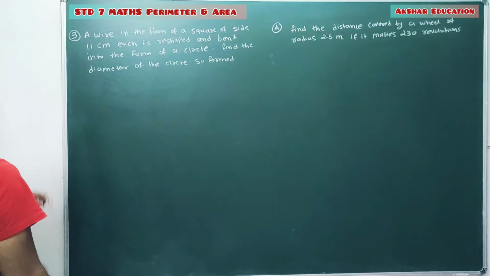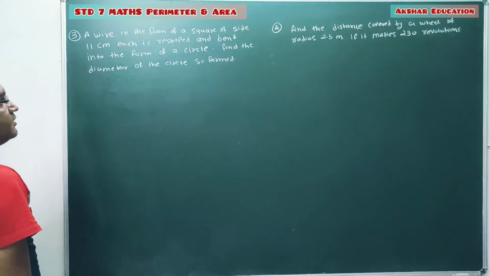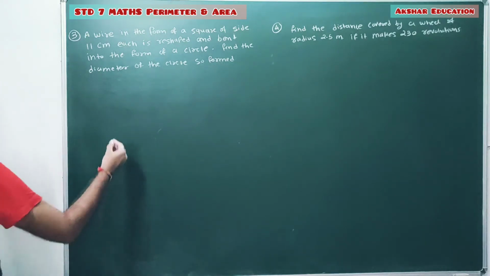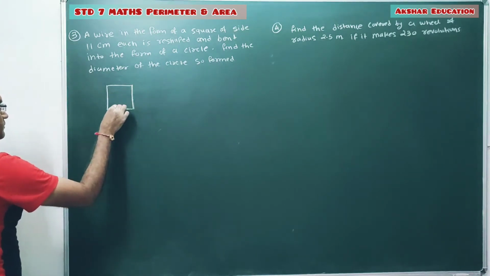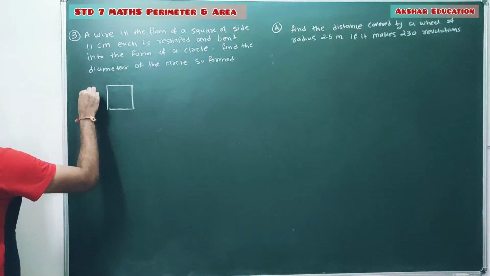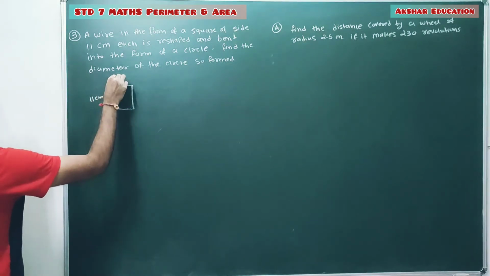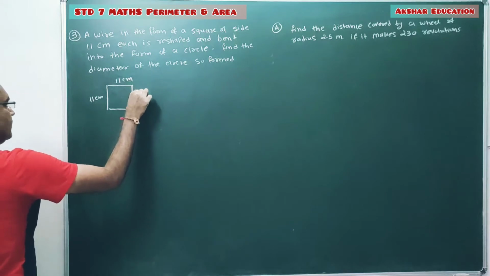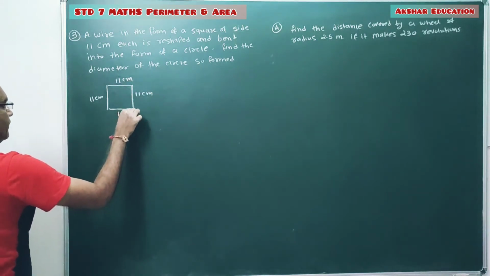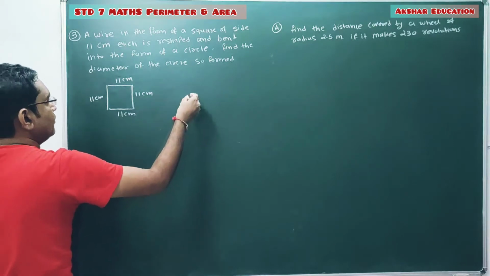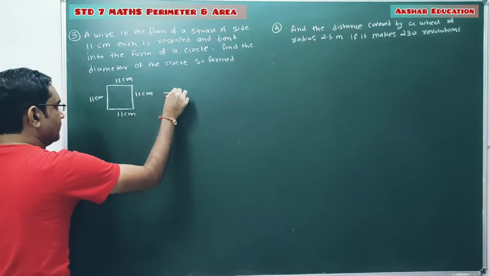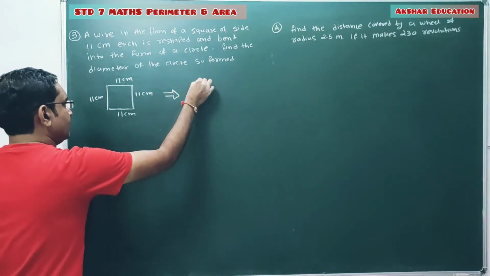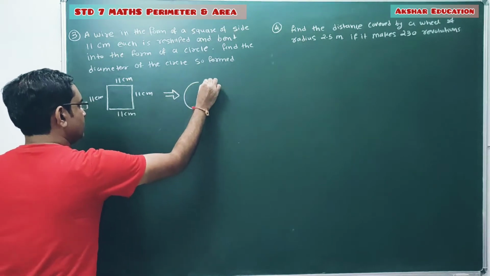Now question number 3. A wire is in the form of square of side 11 cm. It is reshaped and bent into the form of circle. So what we are given, a wire is given, is in the form of square of side 11 cm. Square, all sides are equal. So all sides are 11 cm. That wire is reshaped and bent into the form of circle. It is bent into the form of circle. Reshaping the wire, and then it is bent into the form of circle.